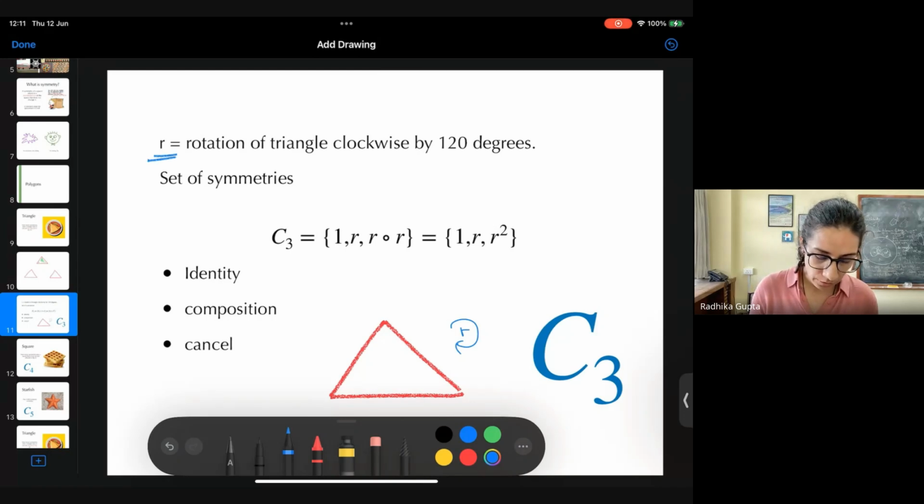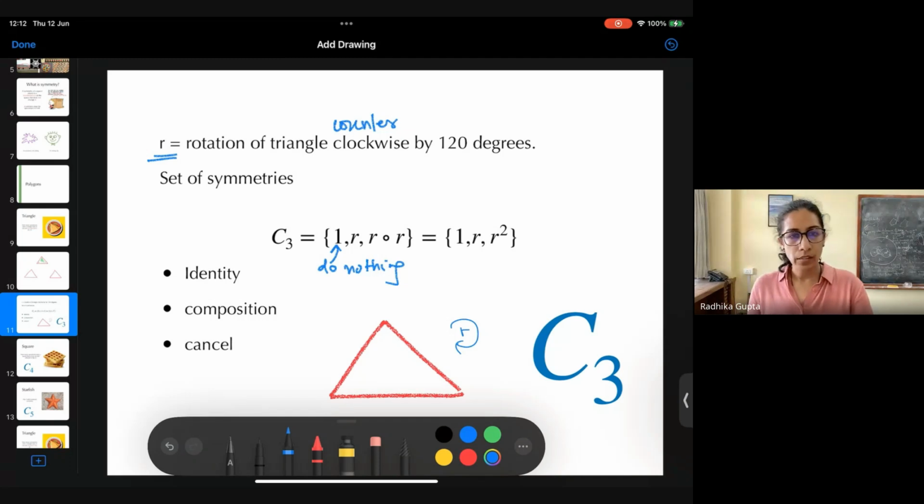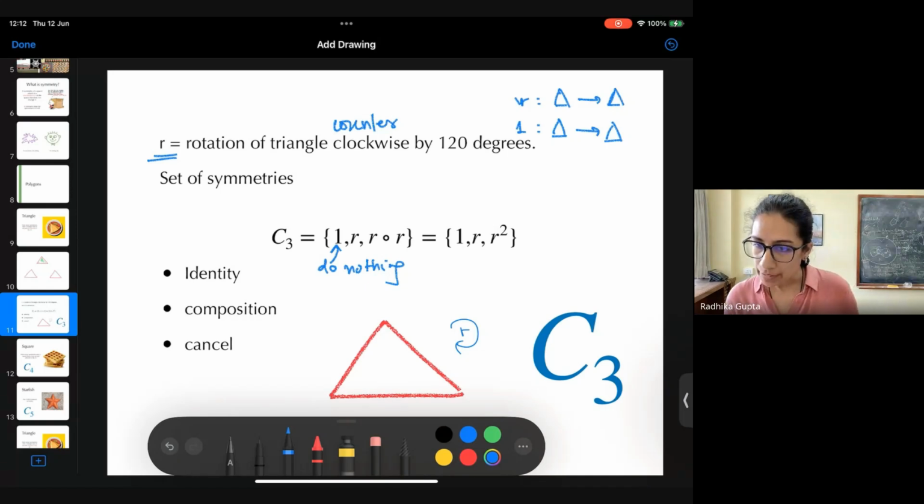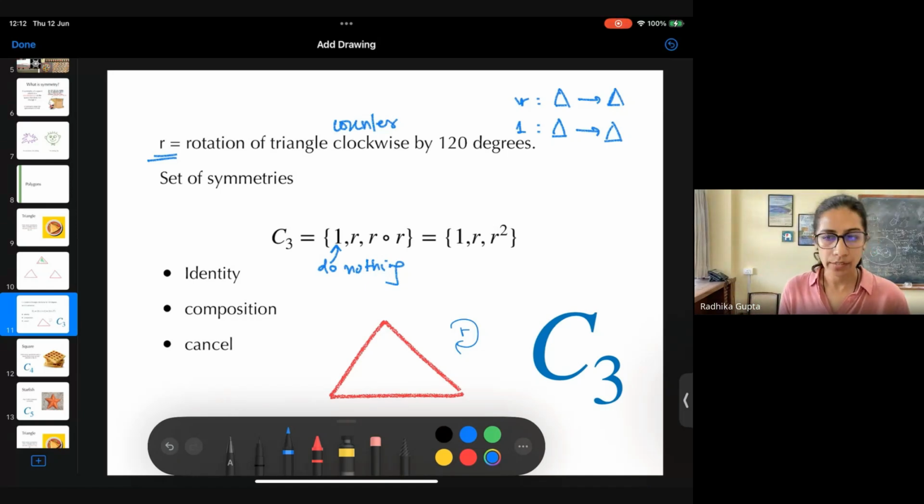So if R is rotation, I did counterclockwise, so let's just say counterclockwise is 120 degrees. Then the set of symmetries is basically 1, R, and R square. This one is do nothing, which I call the identity. I'm thinking of these rotations as functions of my triangle. R is a function from the triangle to itself, and so is the identity, where you do nothing. So this set, I'm calling it C3. Someone is saying I can think of these as complex vectors being rotated, sure.